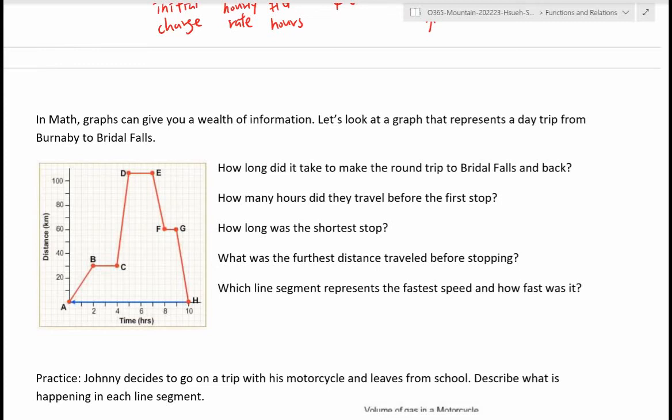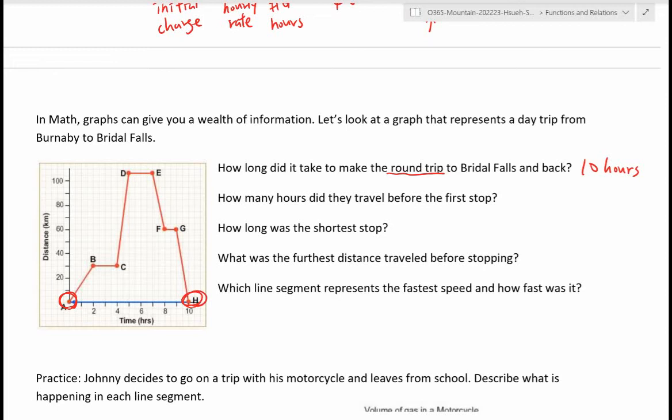Now here it says the first question: how long did it take to make the round trip to Bridal Falls and back? So this is the round trip, from Burnaby back to Burnaby, right? You can see this goes to Bridal Falls and comes back to Burnaby. That's why the distance increases and then decreases, because this is the distance from Burnaby. So how long does it take? It takes 10 hours. So again, from A to H, it takes 10 hours.